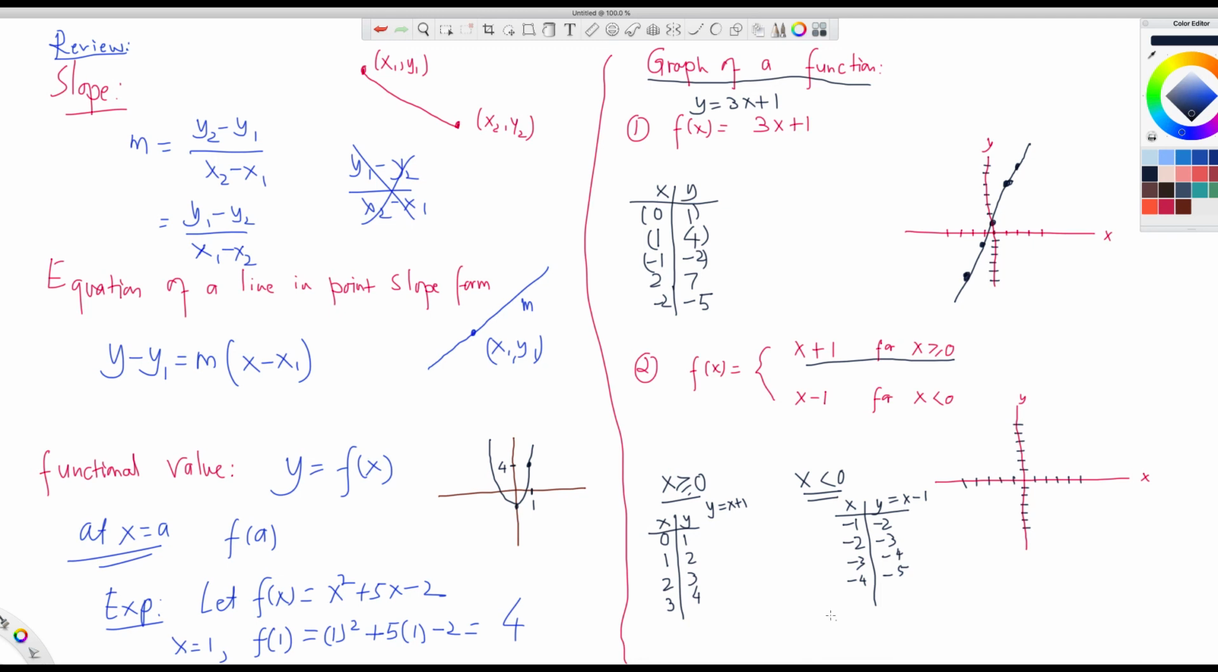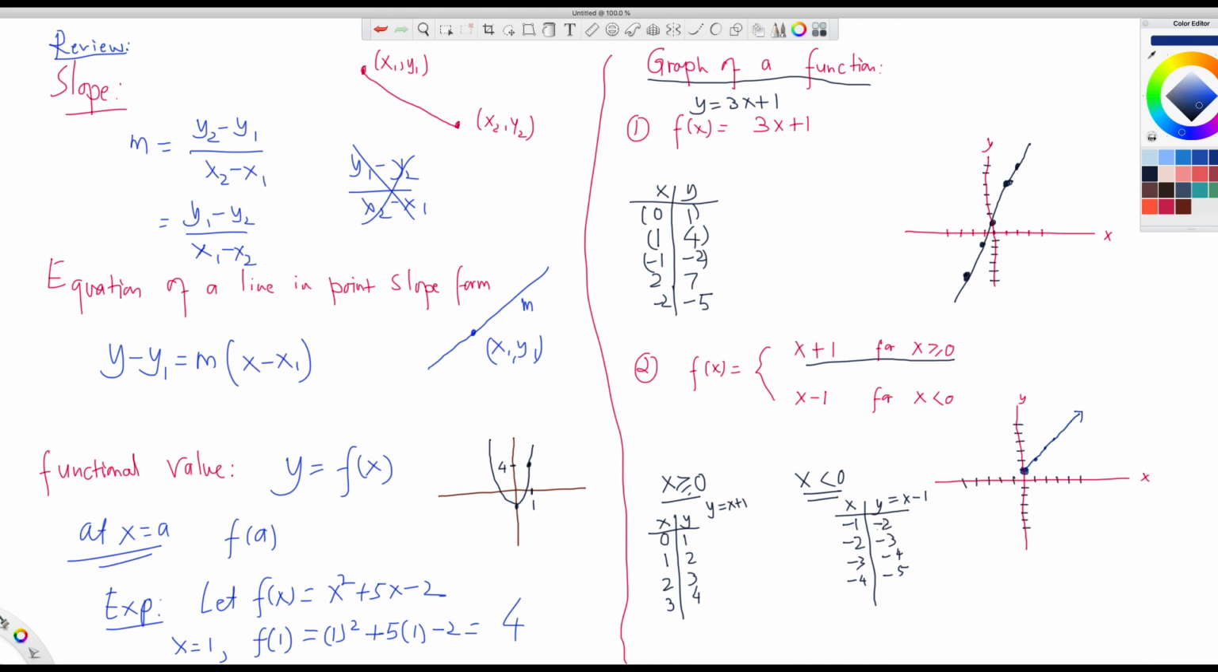Okay, now I want to draw the graph of this function. So how do I draw the graph of that function? Let us plot this first. At 0 it is 1, at 1 it is 2, at 2 it is 3, at 3 it is 4. So this is one piece of that graph, and it keeps going, right? Because we can pick any value of x greater than 0, right?